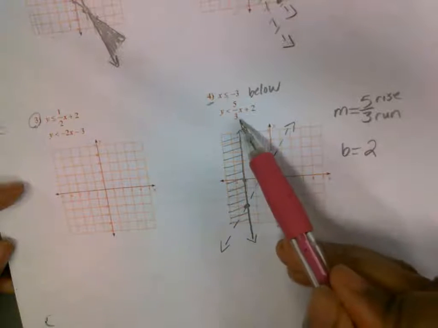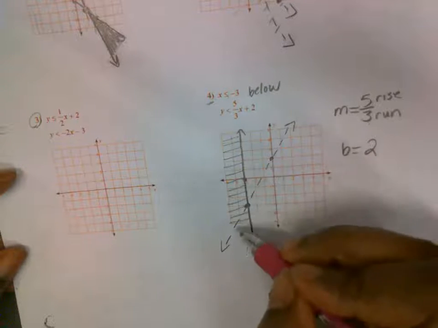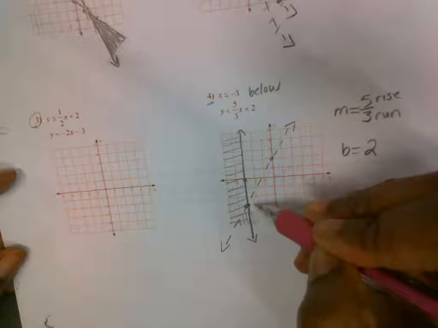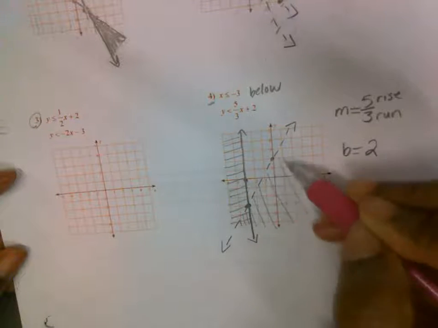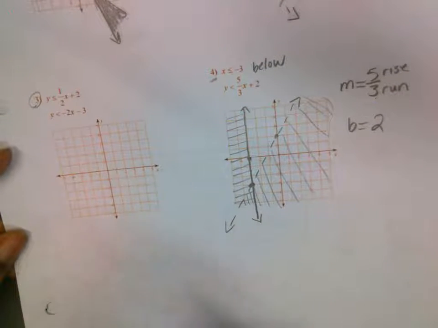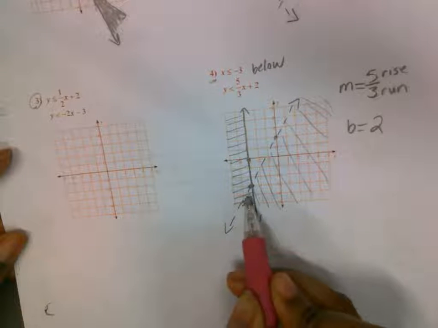And then for the second line, I want to do below. So below is under the line here. So I'm going to do a light shade here. Okay. The overlapping region is right in here.